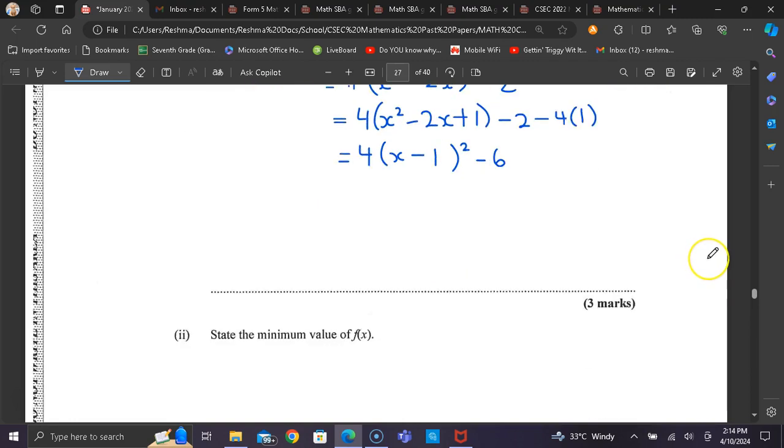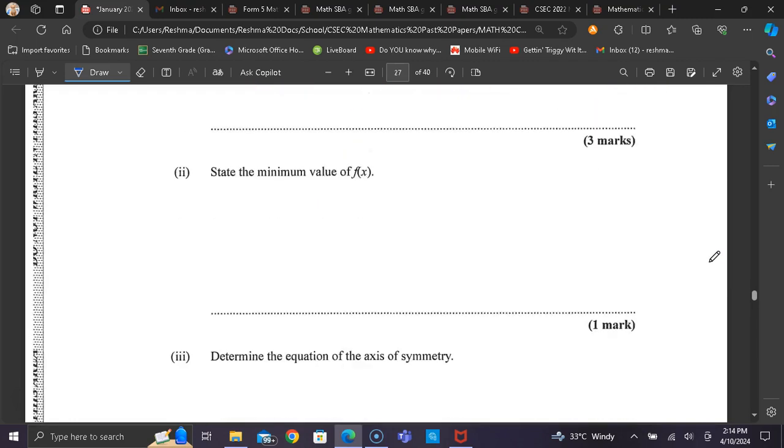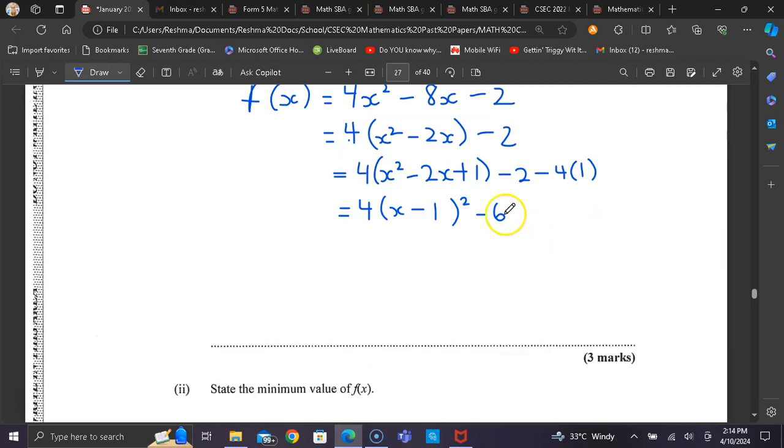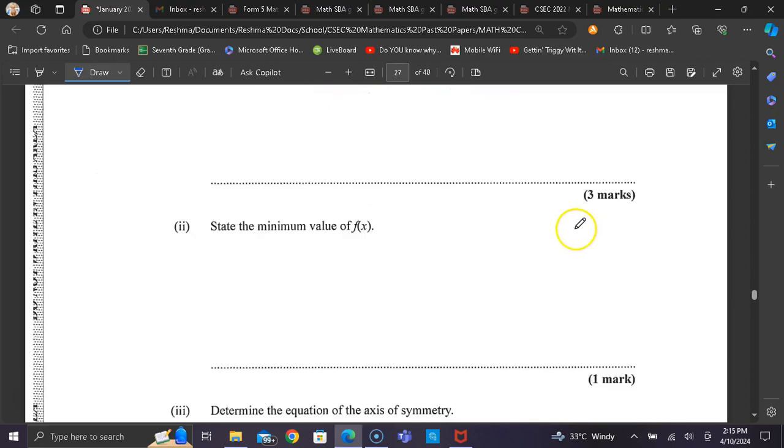So let's look at part 2. Part 2 says state the minimum value of f of x, and this is worth 1 mark. The minimum value of f of x is actually the value of k when we've completed the square, and in this case, it is -6. So the minimum value of f of x is -6.